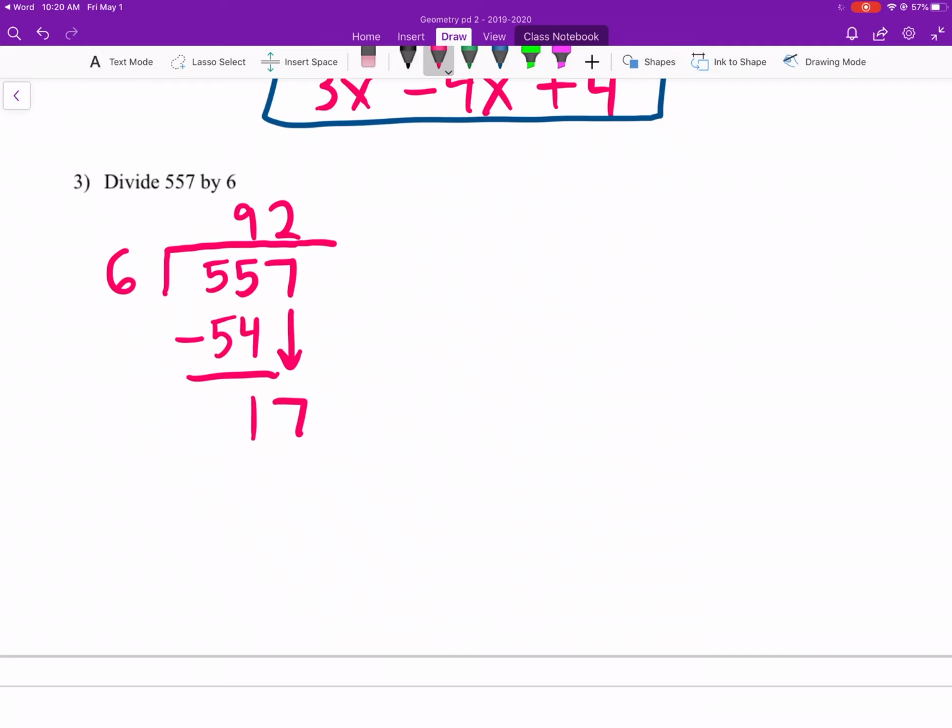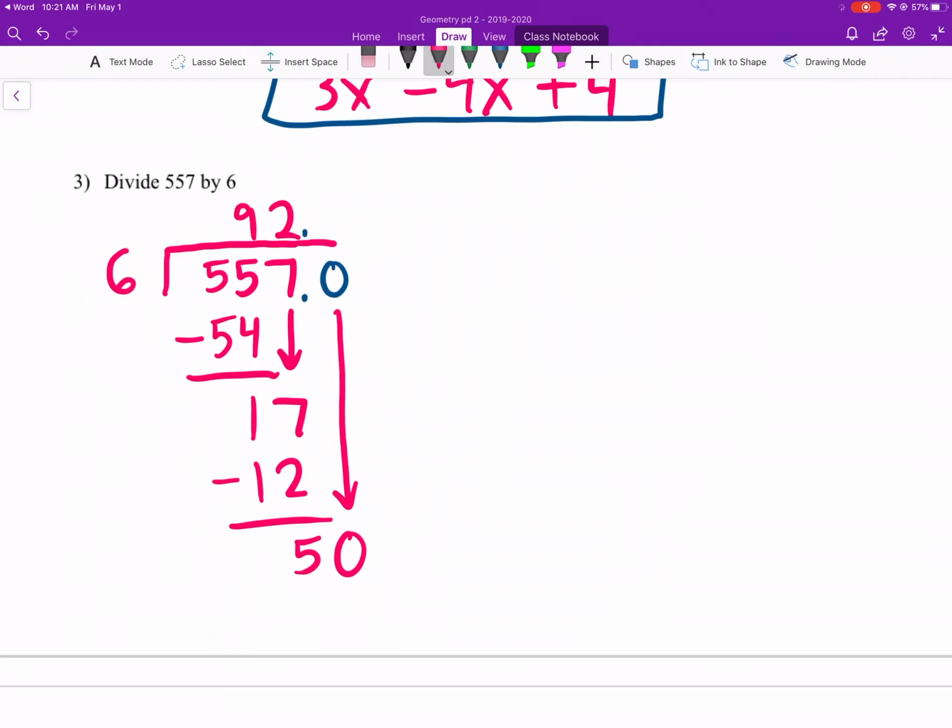So 2 times 6 is 12. And now we're going to subtract and see that we have 5 left over. This is the end of the number, the 557 here. If we go to drop a number down, we don't have any number. So you just have to add your decimal and a 0. And that's what drops down, a 0 here. But make sure you see it's 92 point something.